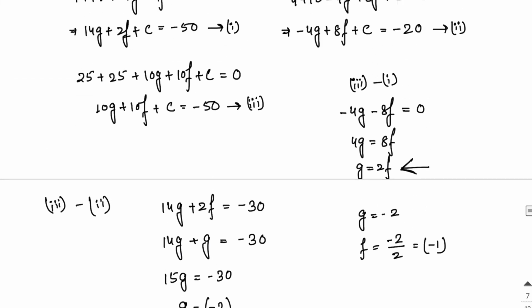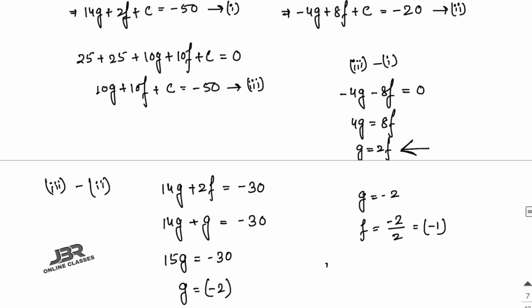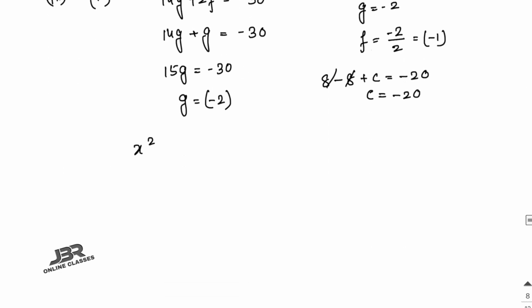Now put the value of g and f in any equation, suppose the second equation. It will be minus 4 times minus 2, it's 8, then minus 8 plus c equals minus 20, so that means c equals minus 20. So c equals minus 20, g equals minus 2, and f equals minus 1. So the equation is x square plus y square minus 4x minus 2y minus 20 equal to 0.